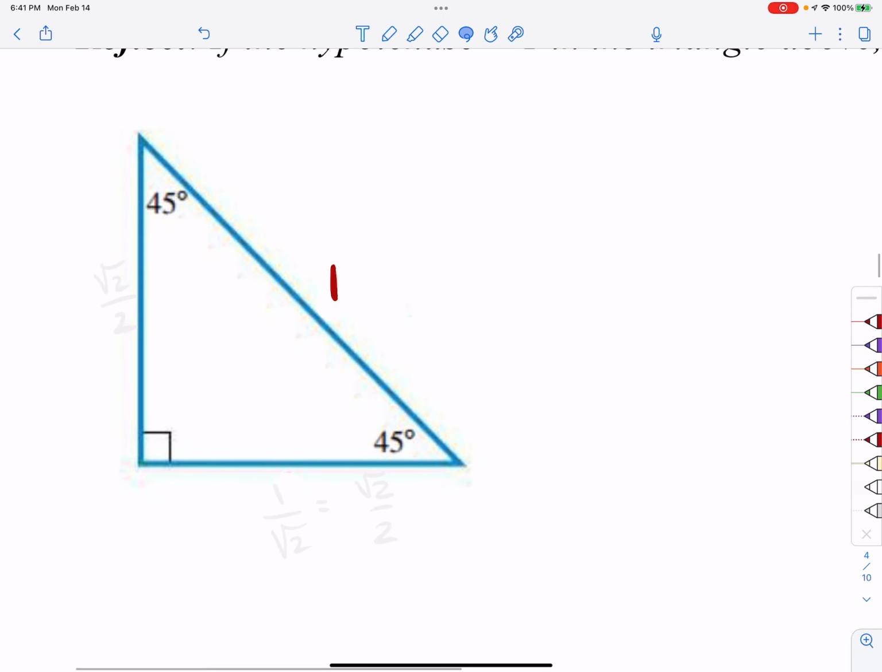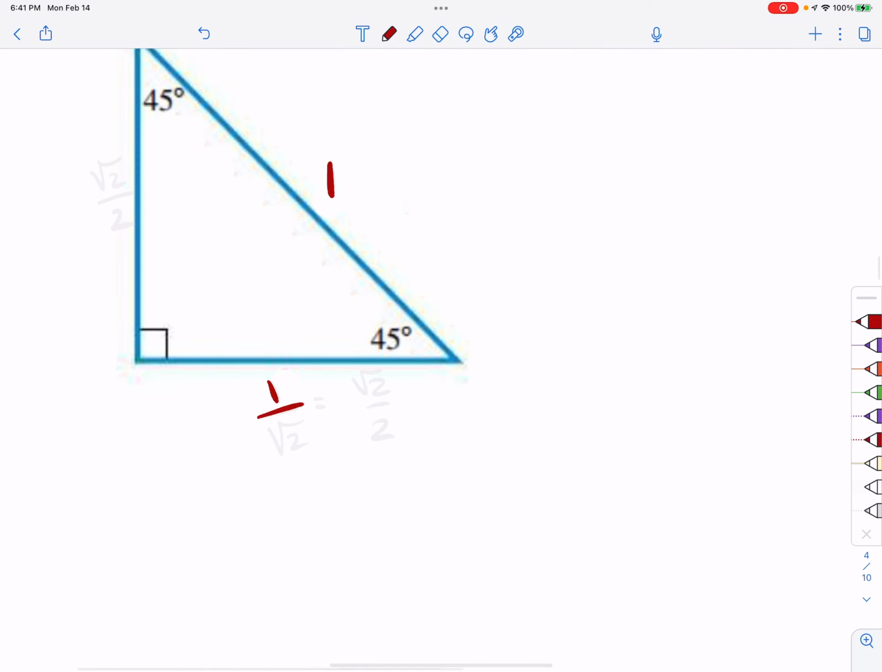Well, to go backwards then, if it's the leg times the square root of 2 to get the hypotenuse, then all I would need to do would be to take my hypotenuse of 1 and divide by the square root of 2 to get a leg. Of course, we will rationalize the denominator so that that leg is equal to root 2 over 2. And if that leg's equal to root 2 over 2, then I automatically know both legs are equal to root 2 over 2.